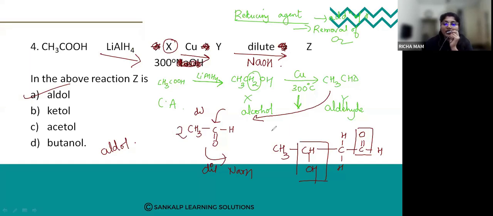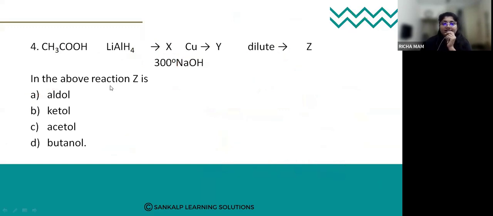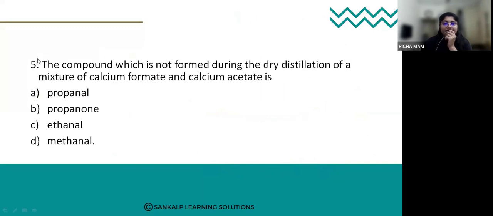And what I'm going to get is an aldol, right? So option A is the answer. Okay, so please study aldol condensation, very important for theory also.